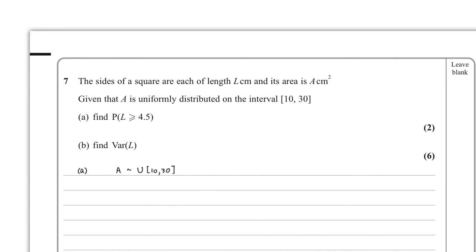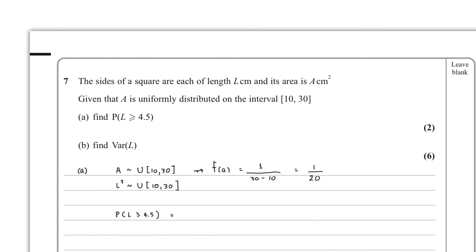So we can rewrite A as L squared, which is the area of a square that also has uniform distribution from 10 to 30. Well, from this information, we can find the probability distribution from this uniform distribution, which is, if A is uniform from 10 to 30, then f(A) will be 1 over 30 minus 10, which is 1 over 20.